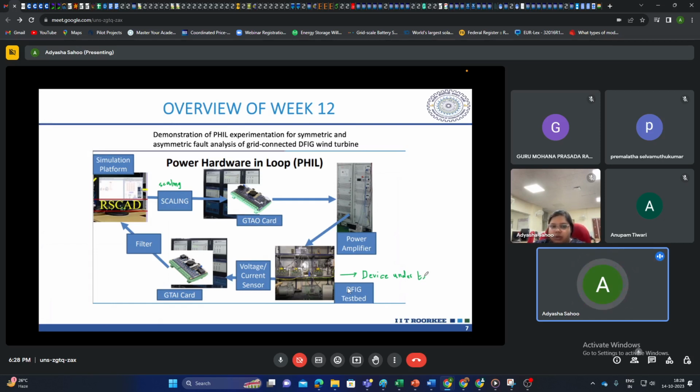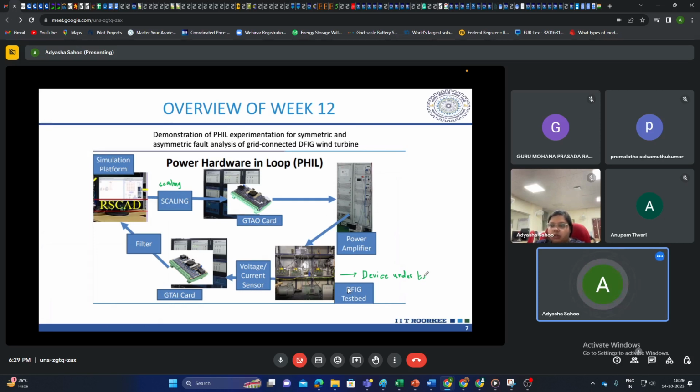If you remember, here the DFIG voltages and currents were first sensed, and then fed through this GTAI card to the simulator. Instead of this, now we have a function generator, and this function generator is directly giving this voltage here.